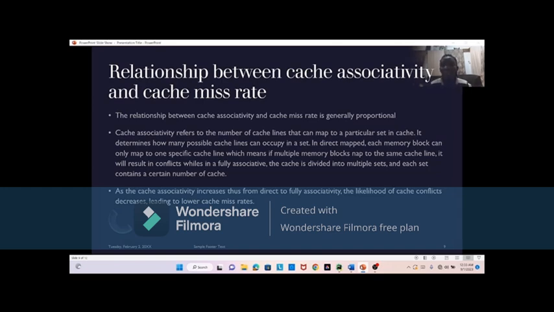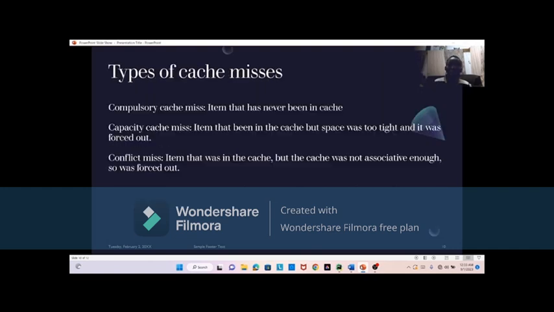In direct mapping, each memory block can only map to one specific cache line, which means if multiple memory blocks map to the same cache line, it will result in conflict. Whilst in a fully associative cache, the cache is divided into multiple sets, and each set contains a certain number of cache lines. As the cache associativity increases, from direct to full associativity, the likelihood of cache conflicts decreases, leading to lower cache miss rates.